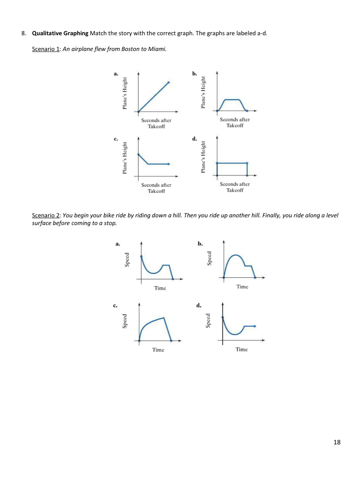Okay, finally, we're going to end with some qualitative graphing. Match the story with the correct graph. So an airplane flew from Boston to Miami, and we've got the plane's height on the y-axis, and seconds after takeoff on the horizontal axis. So it seems like the plane should fly most of the trip at the same height, right? At takeoff and landing, its height is changing, but for most of the trip, it's flying at sort of a constant height. So I can eliminate this first one.